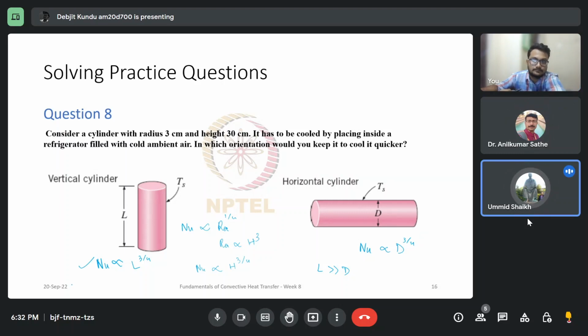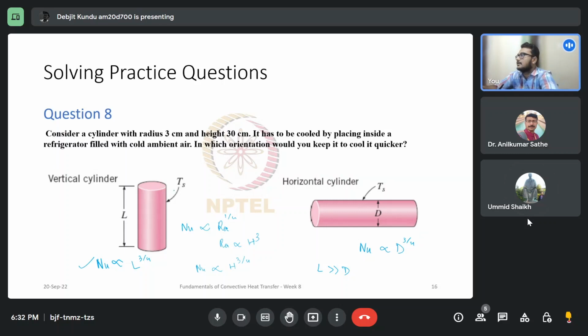If we keep aside the thermal boundary layer and all that, in the case of a vertical cylinder, as the air rises up, it will become hotter and hotter. So the upper portion of the vertical cylinder will not lose heat at the same rate as the lower portion. So I think the average heat transfer rate will be less in the first case. Correct, very good. So that physical argument actually holds true as well.